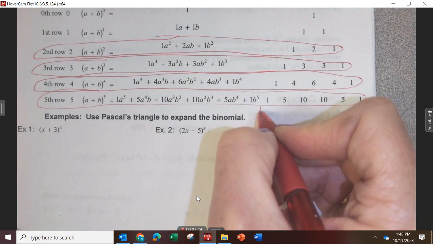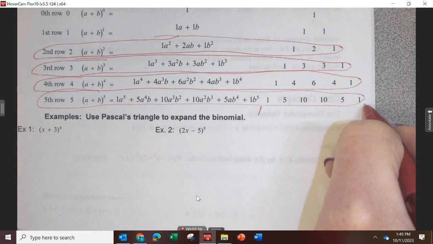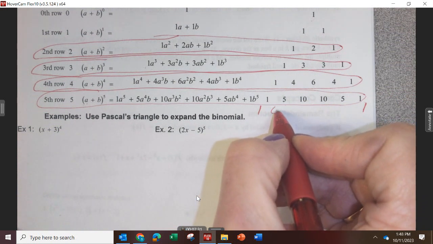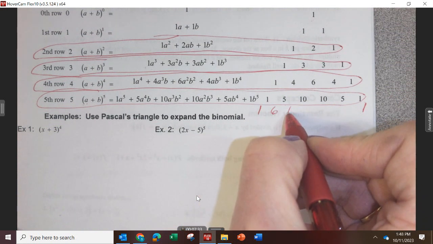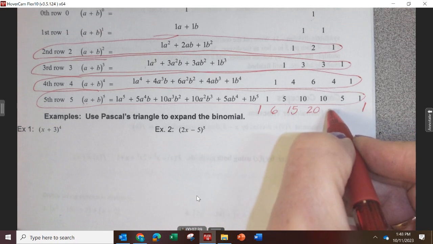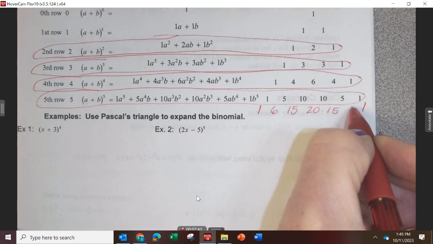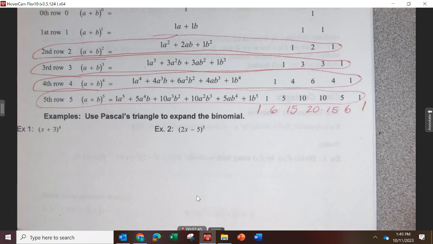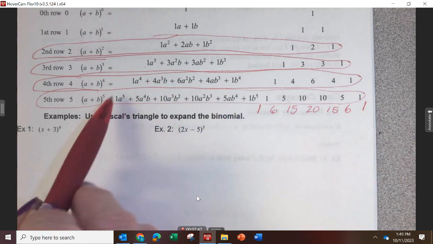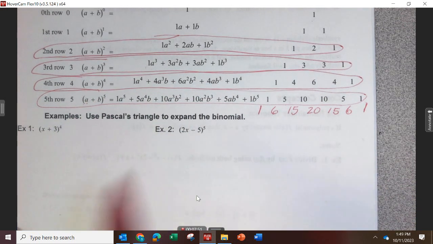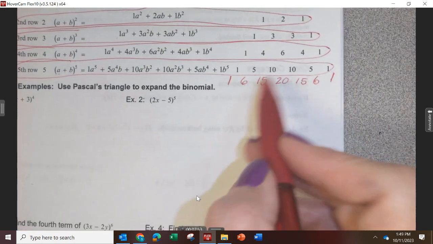So I bring down the 1, and I bring down the 1. What do you think would go here? 6. Here. Here. 20. Here. And then the last one would be a 1 there. Okay? So now I can tell you what a plus b to the 6th is without having to multiply it out 6 times. Just listen.